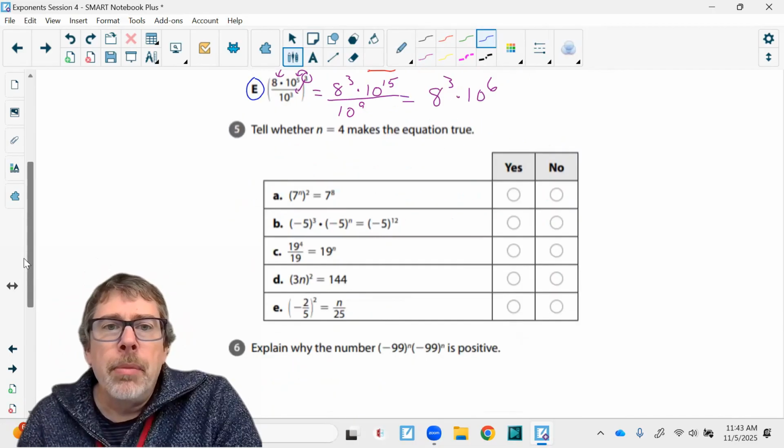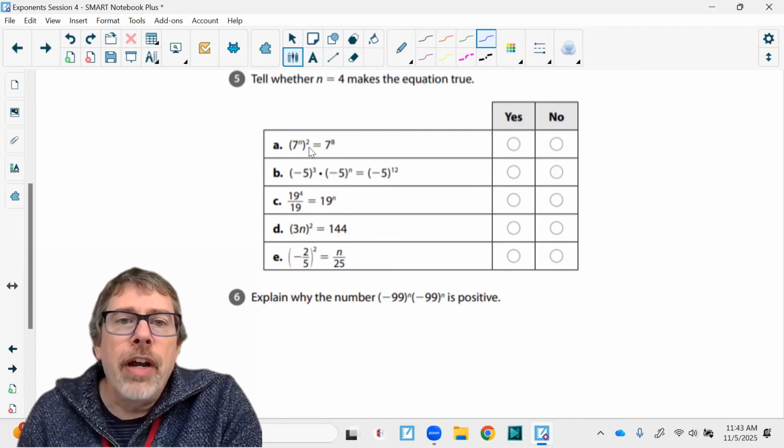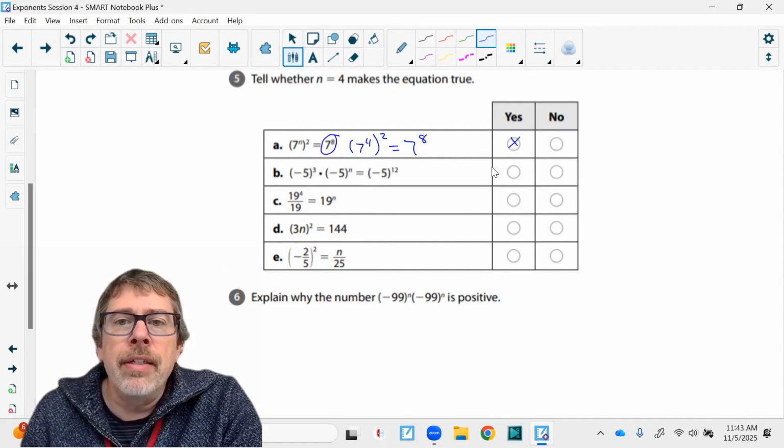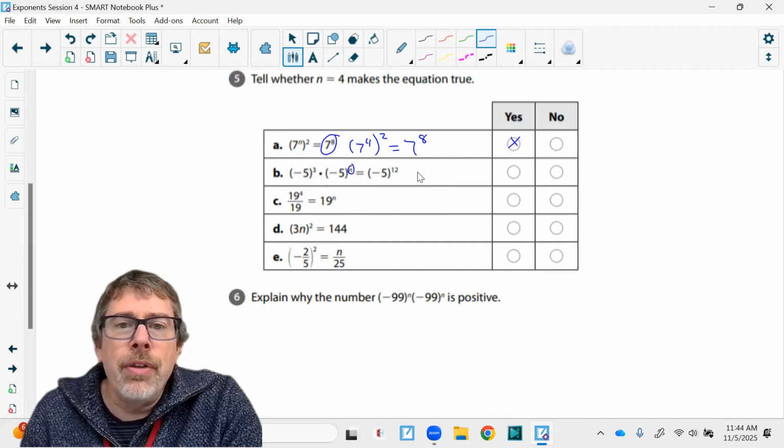Okay. Number 5. Tell whether n equals 4 makes the equation true. So if I put this in, it would be 7 to the 4 squared. And 7 to the 4 squared is 7 to the 4 times 2, which is 8. And this is 7 to the 8. So yes, it does. Okay, so now I'm going to put 4 in here. So this is going to be negative 5 cubed times negative 5 to the 4th, which would give us negative 5 to the 3 plus 4, right? And that's negative 5 to the 7, but that's not 12, so it's no.